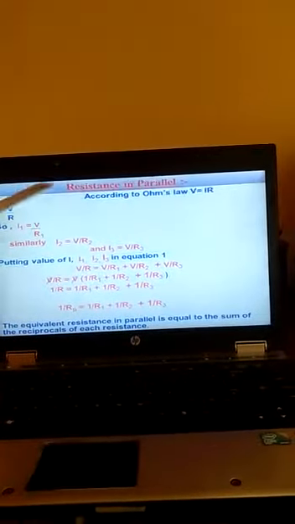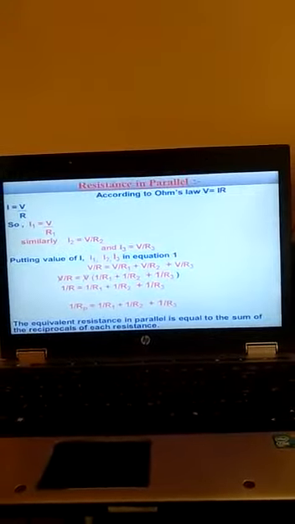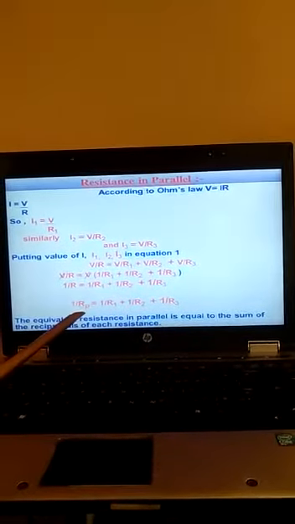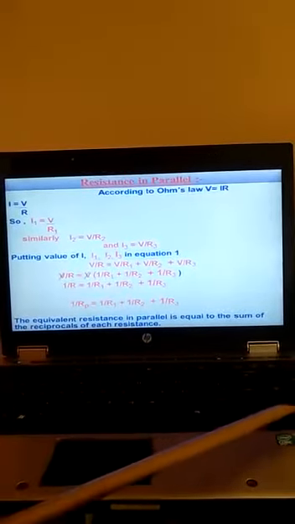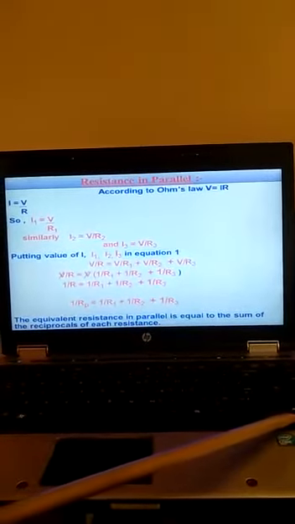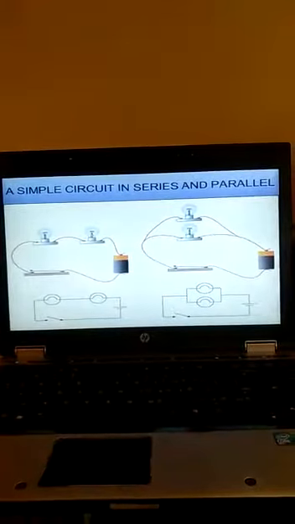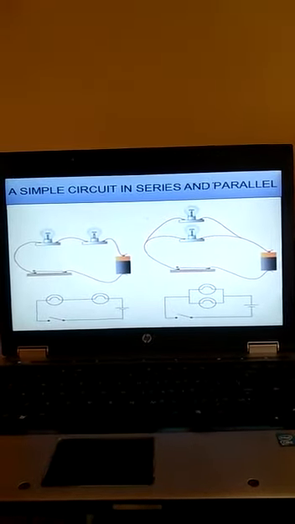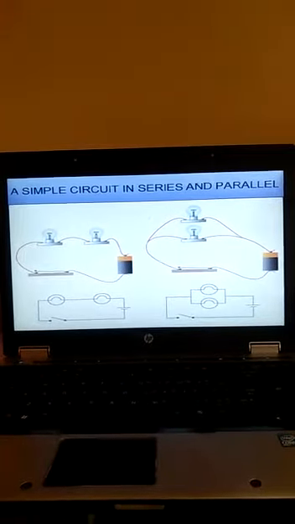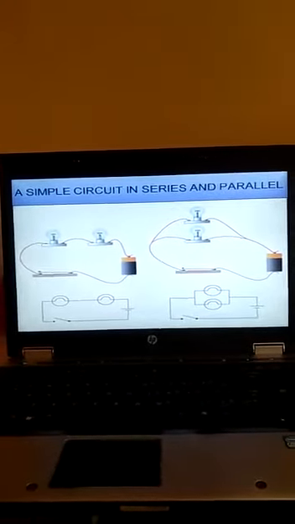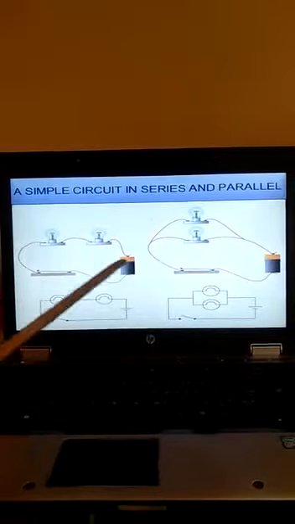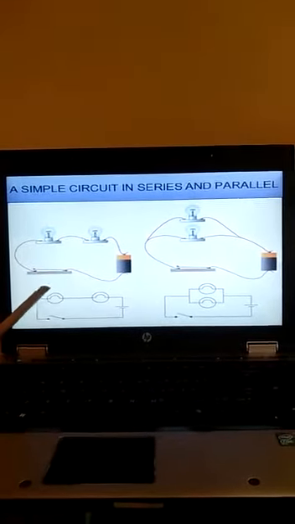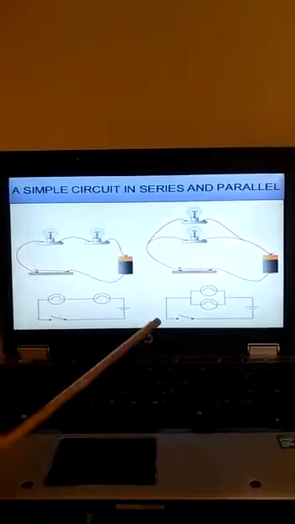The main point here you have to learn is that the resistance is the lowest of all these three. If I tell you to add 1, 2 and 3 in a parallel connection, your answer must come less than 1. Okay, this is a graphical representation or the diagrammatic representation of the series and parallel.